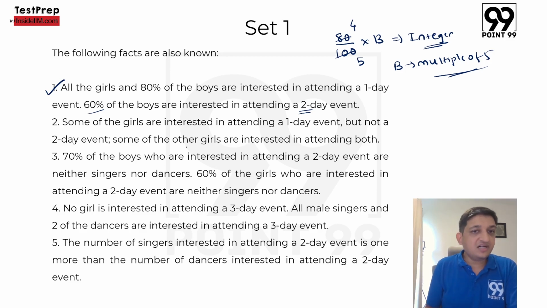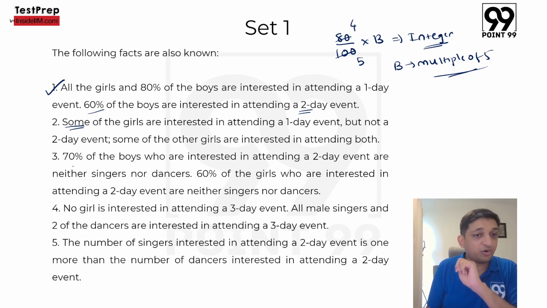Second, some of the girls are interested in attending a 1 day event. अब ये sum को हम कुछ कर नहीं सकते. It's just sum. I don't know what the number is, but not a 2 day event. I just know that कुछ लोग होंगे जो 1 day event में ही satisfied होंगे, उनको 2 day event में नहीं जाना. So that is one thing that I understand from this, but it's a very subtle clue that we have. Some of the other girls are interested in attending both. So there exist some girls who would want to attend a 2 day event. ये मेरे को समझ में आया.